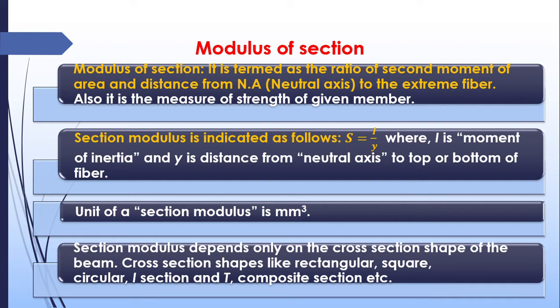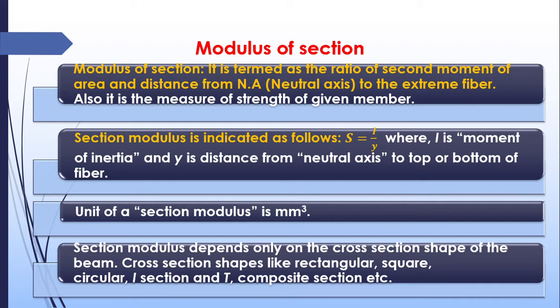Now the second term to be noted is the modulus of a section. It is the ratio of second moment of area and the distance from the neutral axis to the extreme fiber. Earlier we have discussed a distance. This is not that distance. This is the distance from the point about which we are taking the moment of inertia to the extreme end of the fiber.